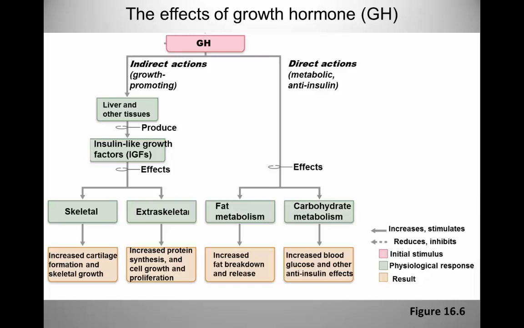As you would expect from its name, during human development, growth hormone stimulates and regulates the growth and development of most tissues. However, it also plays an important role in adults by regulating bone mass and blood nutrient levels. Growth hormone exerts its effects via various pathways summarized in this slide.